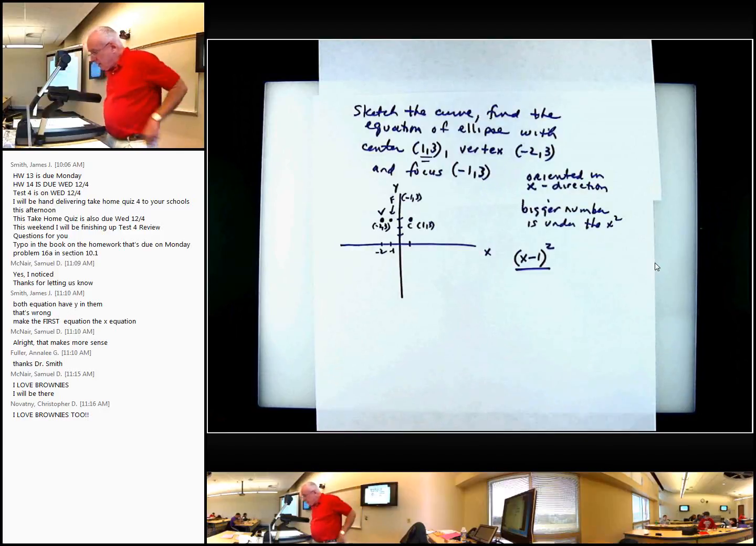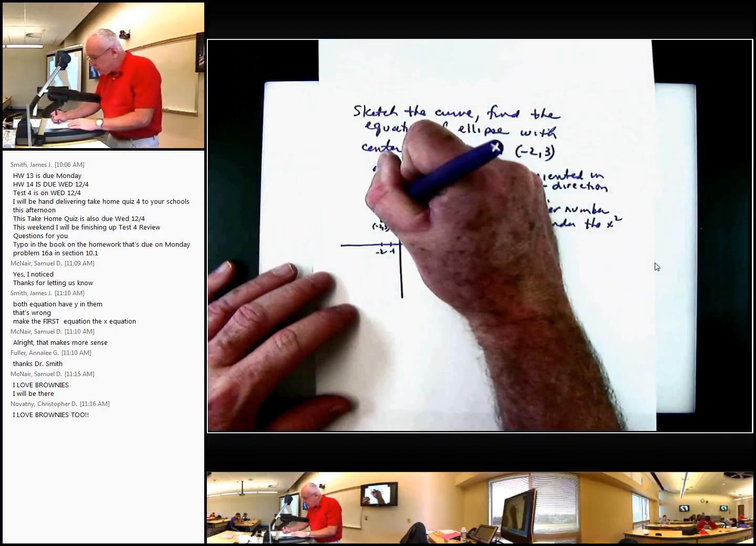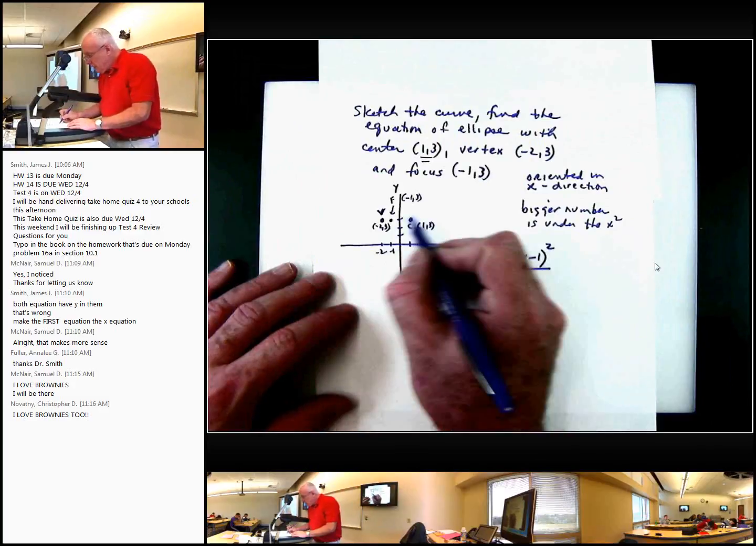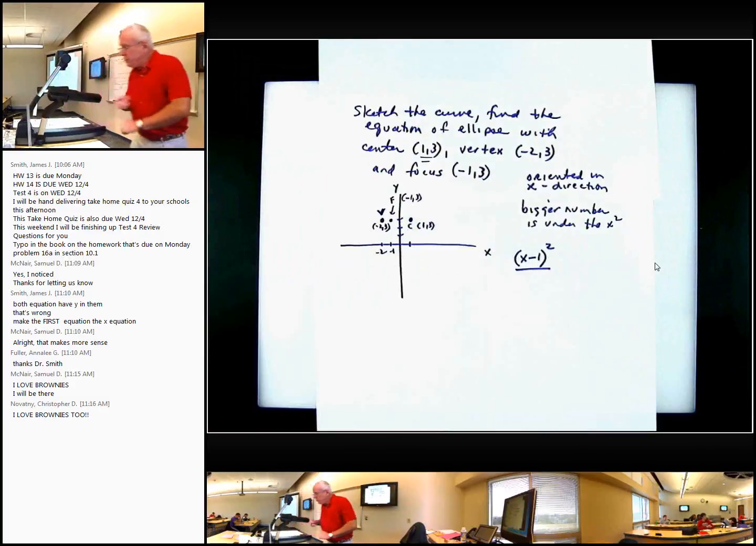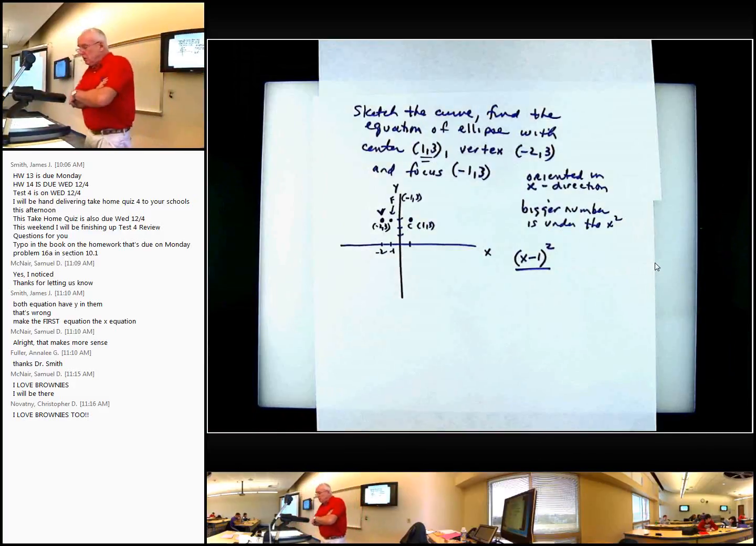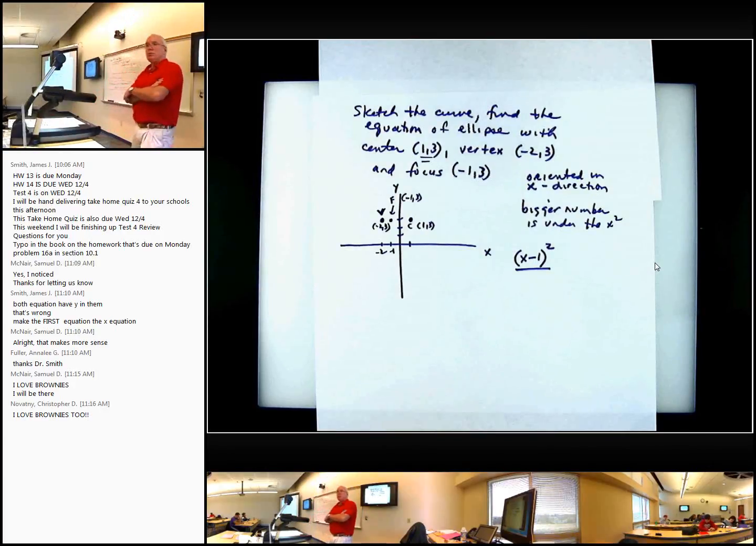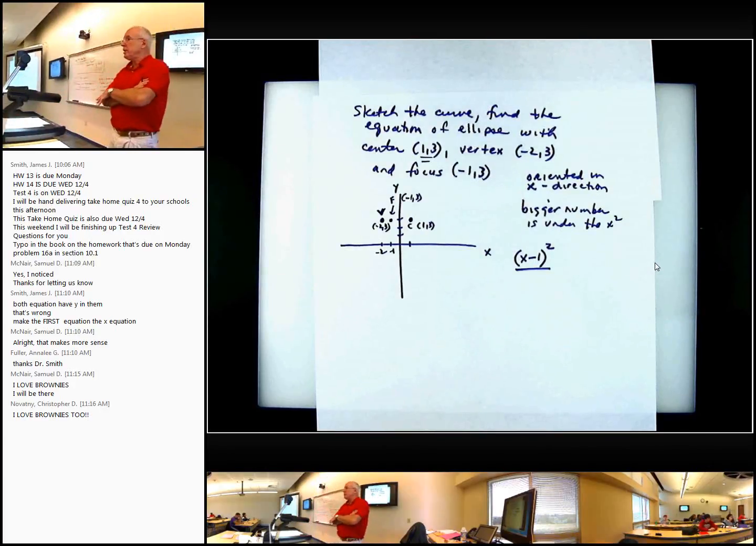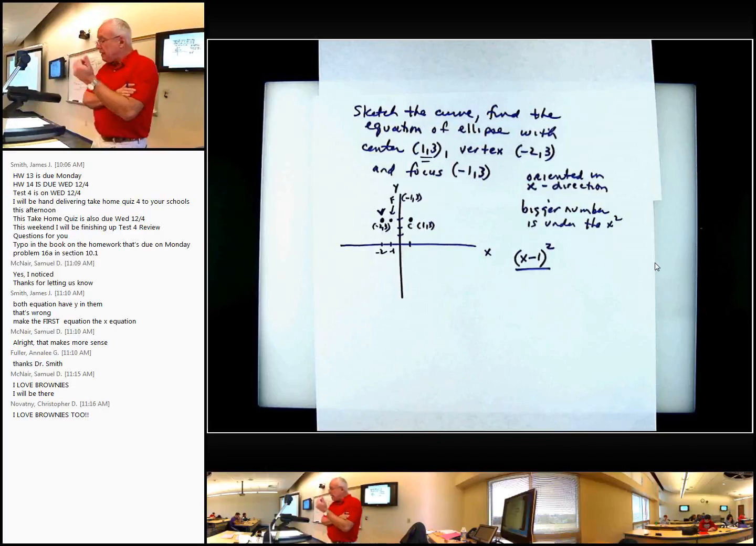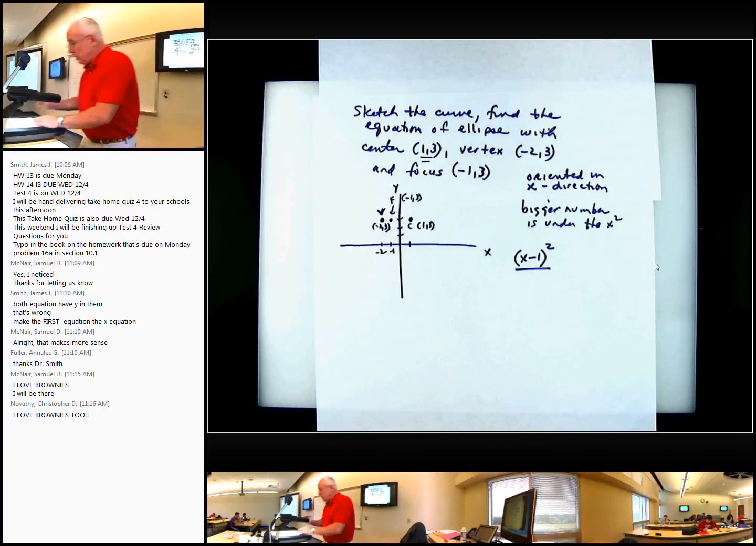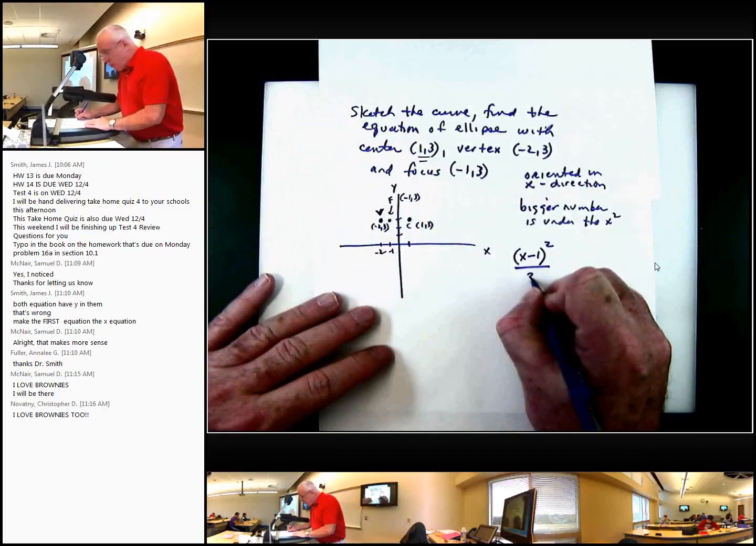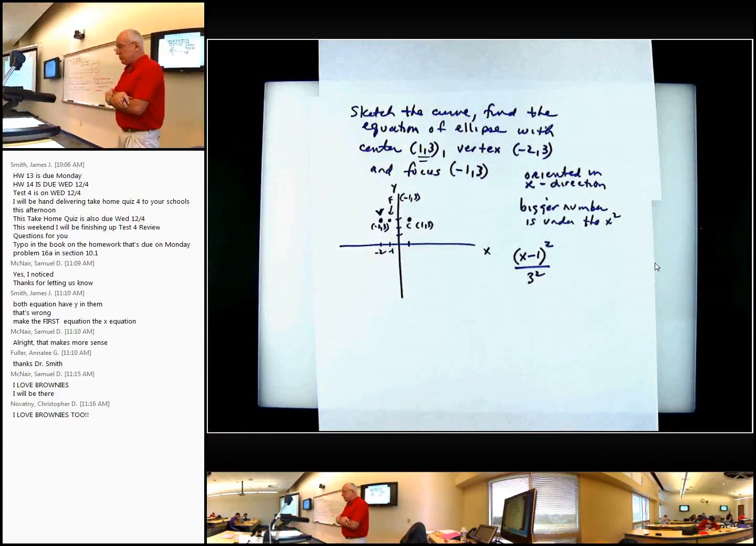Can we figure out, here's one of the vertices. Here's our center. What's the distance between 1, 3, the center, and -2, 3? How many units is that? 3 units, right? 3-unit difference. So we have to square that. So 3 units distance, but we square it. So that's going to be 3 squared, or 9, underneath the x.